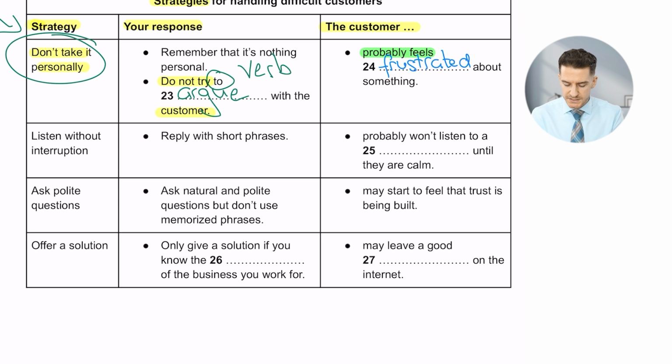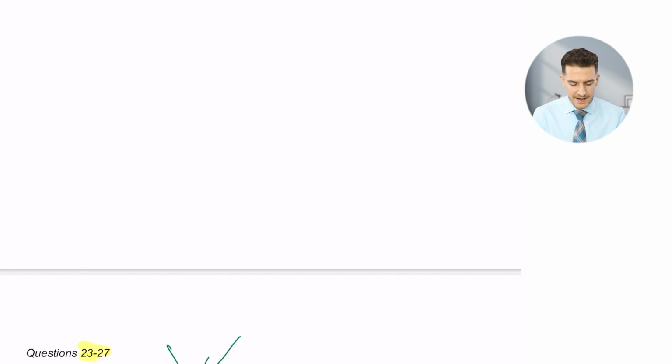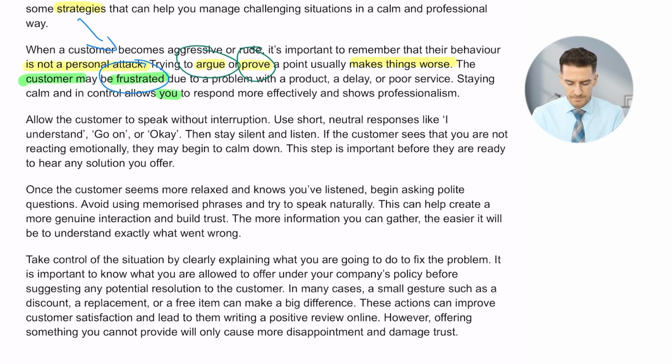Okay, so the customer probably won't listen to... So remember, after "to" we need a noun, and it's a singular noun as well, until they are calm. So let's go back up. Remember, we're looking for this second strategy, and the customer probably won't listen to something until they are calm. So let's have a look.